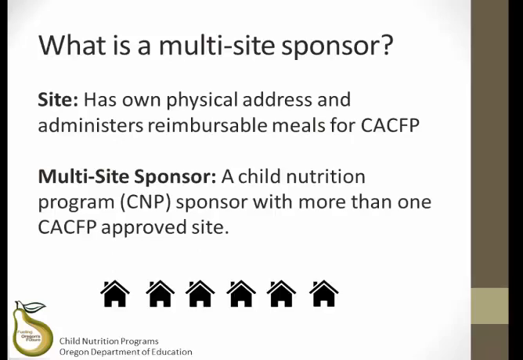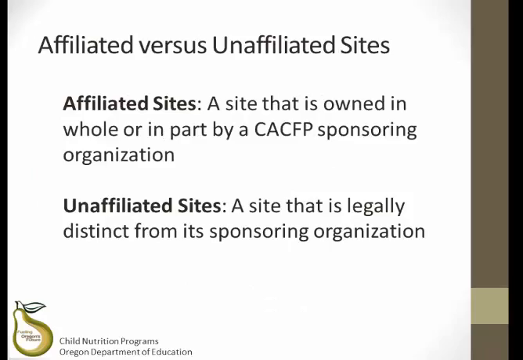Let's start with some definitions. A site is a place that has its own physical address and administers reimbursable meals for CACFP. Therefore, a multi-site sponsor is a child nutrition program sponsor that has more than one CACFP approved site. Sites can be either affiliated or unaffiliated.